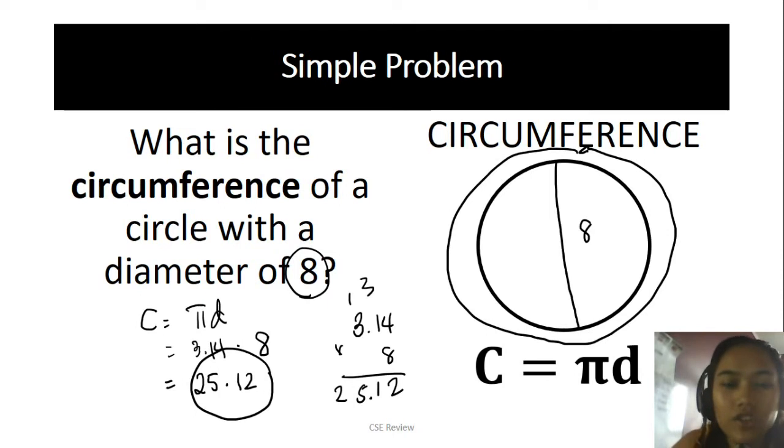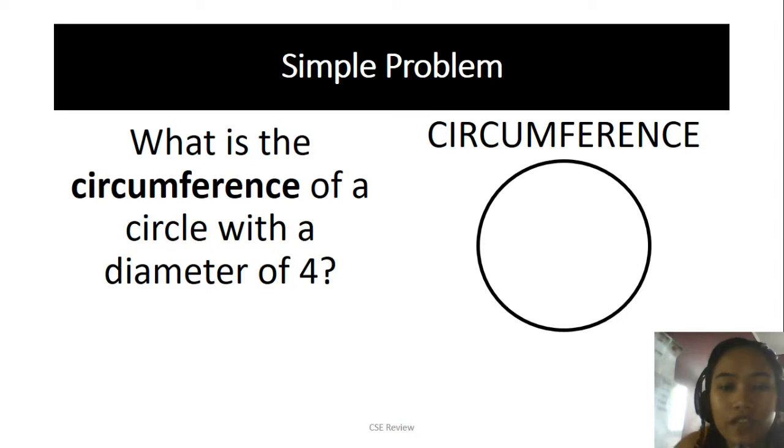Alright? Now, this is your turn. Ikaw naman ang mag-solve. So, you can try it out for yourself. Hit pause now.